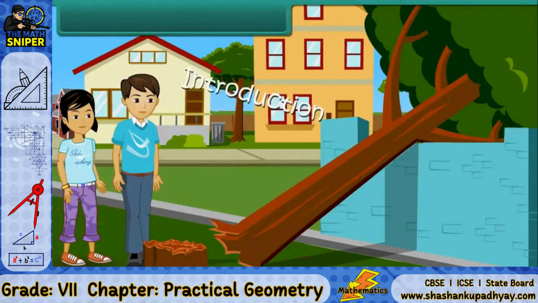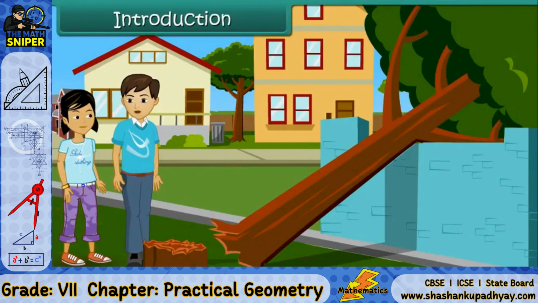Samya, today's storm has uprooted many trees in our locality. That's right, Vineet. That huge tree has been broken in the middle. The broken half, leaning against the boundary wall, makes a beautiful triangle.